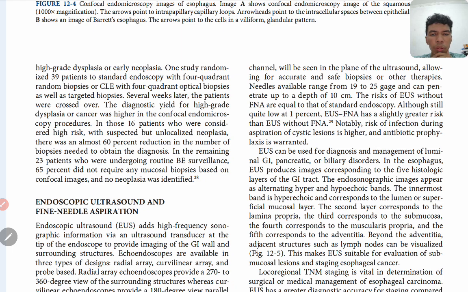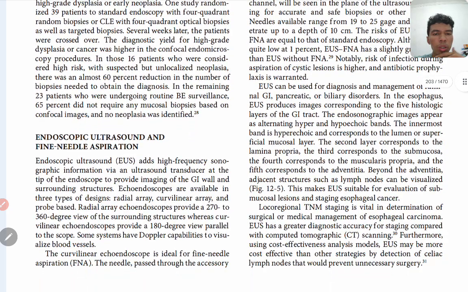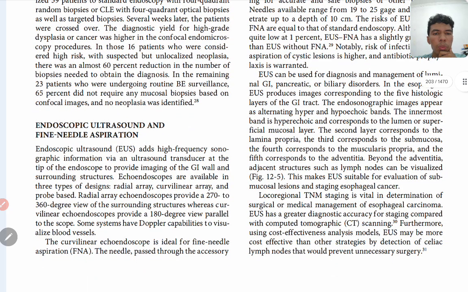Risks of EUS without FNA are equal to those of standard endoscopy. Although still quite low at 1%, EUS with FNA has a slightly greater risk than EUS without FNA. Notably, the risk of infection during aspiration of a cystic lesion is higher, and antibiotic prophylaxis is warranted. EUS can be used for diagnosis and management of luminal GI, pancreatic, or biliary disorders.